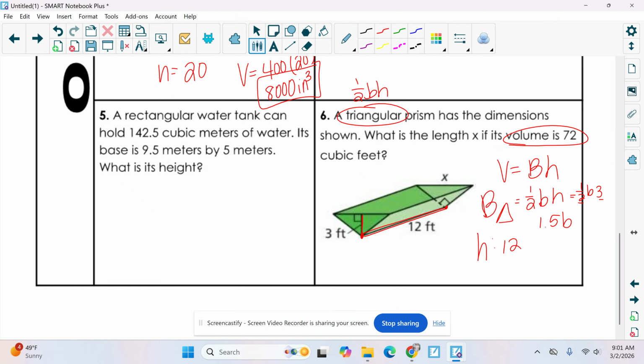So if I fill in what I know, the volume is 72. My area of my base is 1.5B times 12. Combine your like terms, 1.5 times 12. So we have 9B equals 72. If we solve, we have to pivot. Part, isolate, do the inverse. 72 divided by 9 is 8, so the length is 8.